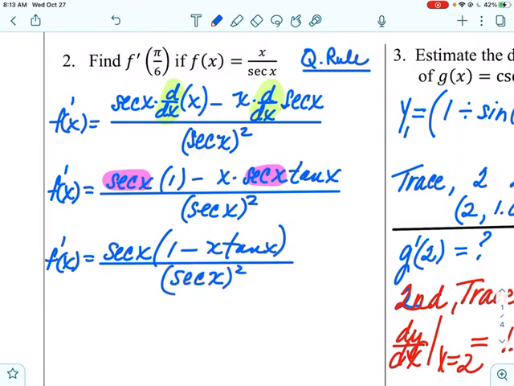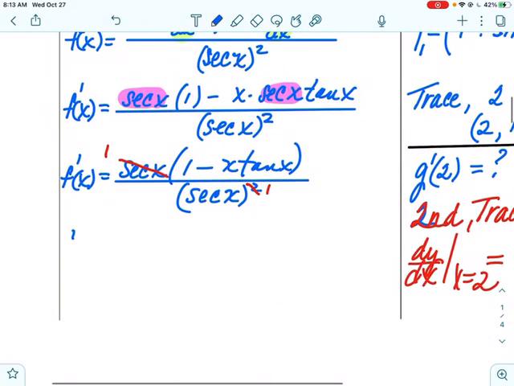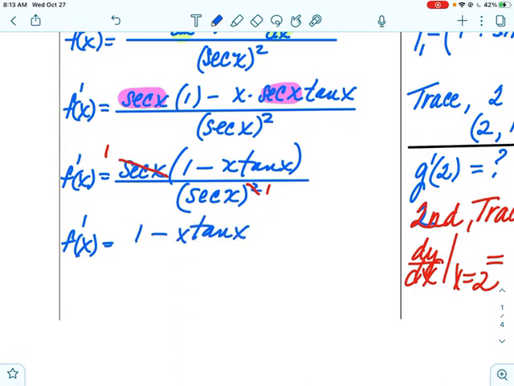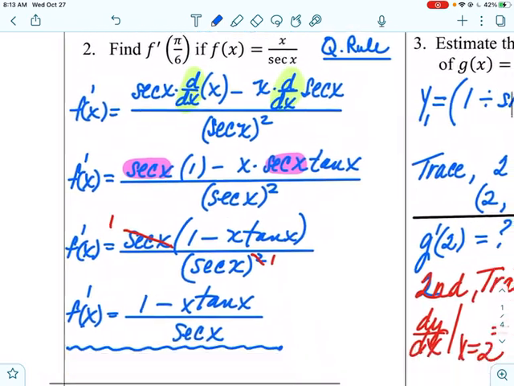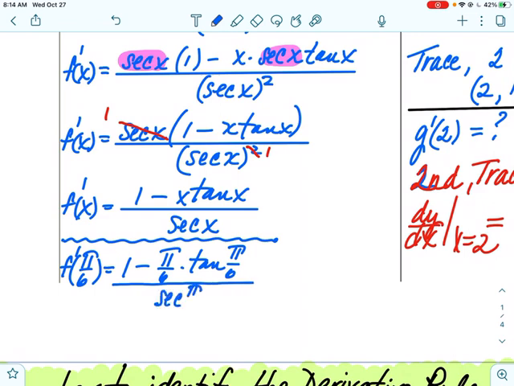So then I'm going to cancel the factor of secant, because that takes away one of the secant factors in the denominator. So I end up with f prime of x is equal to 1 minus x times tan x all over secant x. So let's see what we're doing then. We are getting f prime of pi over 6. So f prime of pi over 6 is equal to 1 minus pi over 6 times the tangent of pi over 6, and that would all be over the secant of pi over 6.